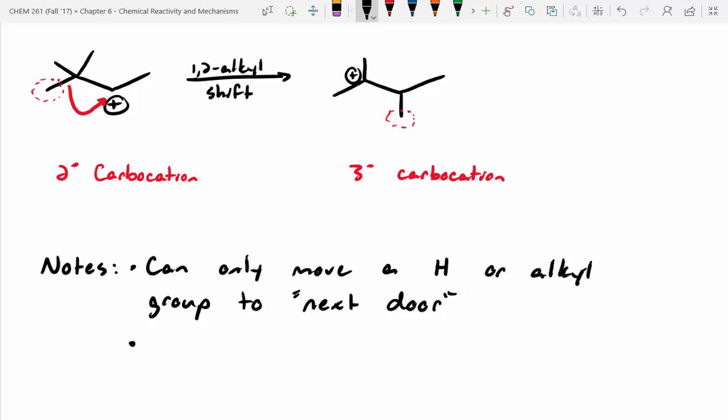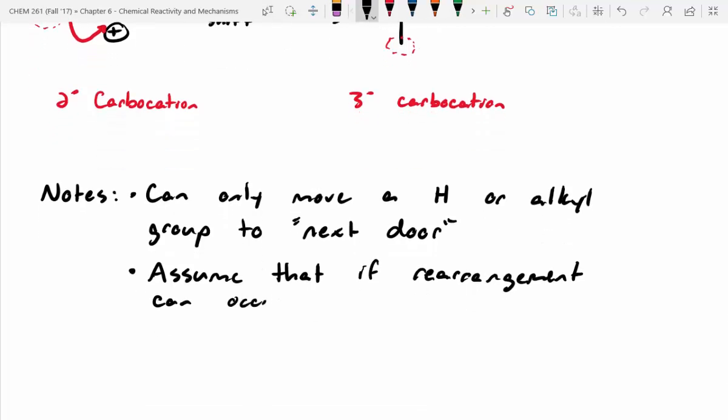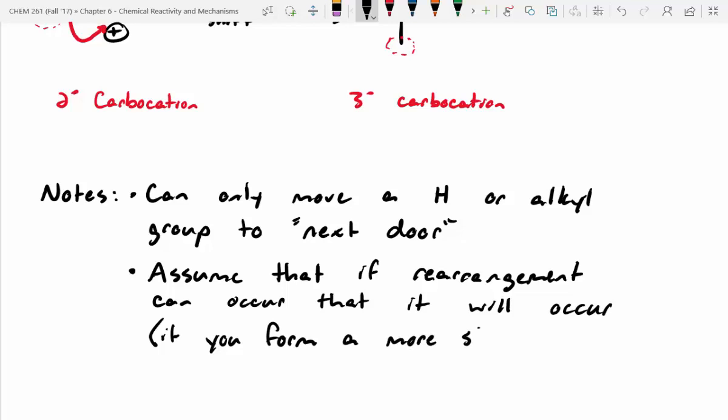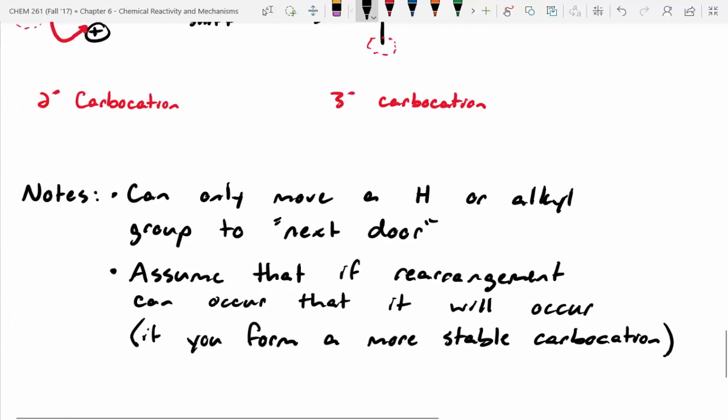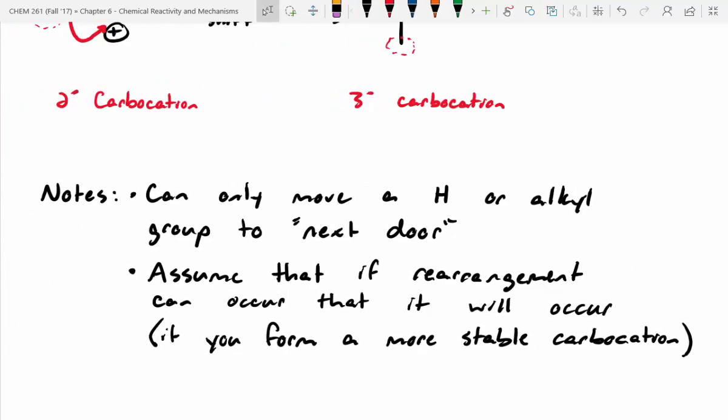And then the second thing is assume that if rearrangement can occur, that it will occur, if you form a more stable carbocation. Oh, sorry. Does that make sense?